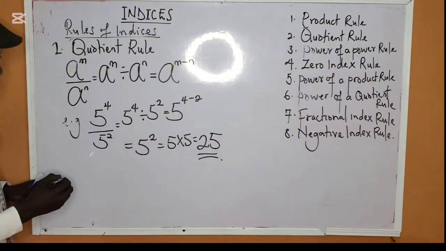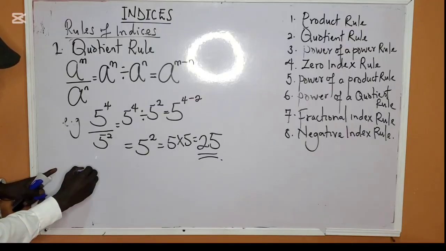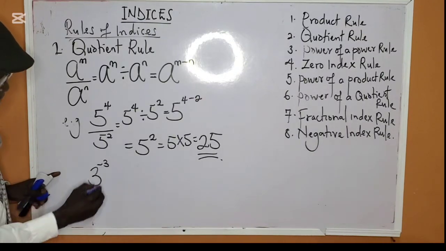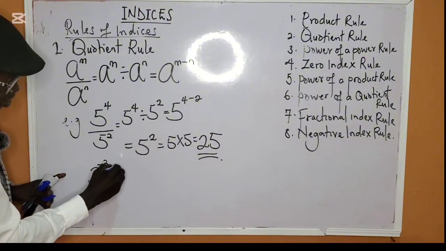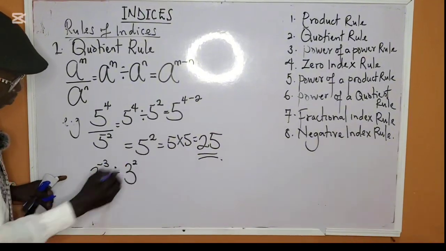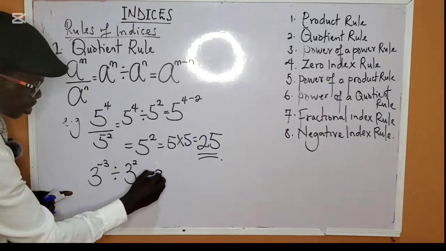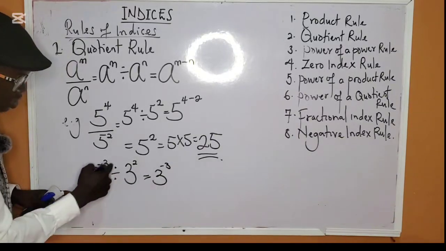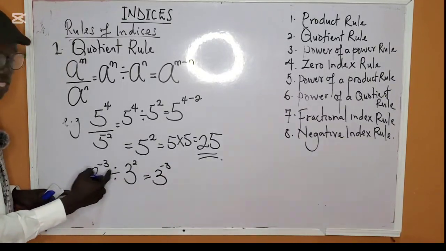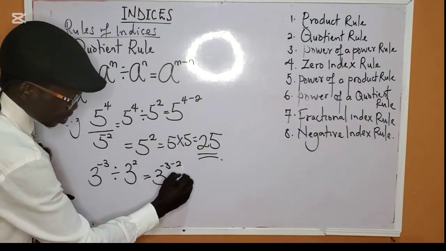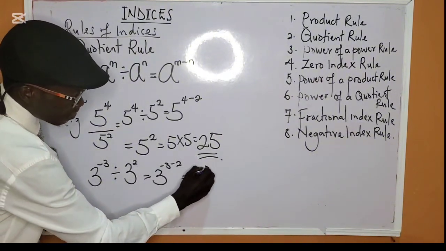Now let's take another example. If I have 3 raised to the power of minus 3 divided by 3 raised to the power of 2, how can we get an answer? So this is going to be 3 raised to the power of minus 3. Since division states that we are going to subtract powers, it is going to be minus 2, right? So that will give us 3 raised to the power of minus 5.